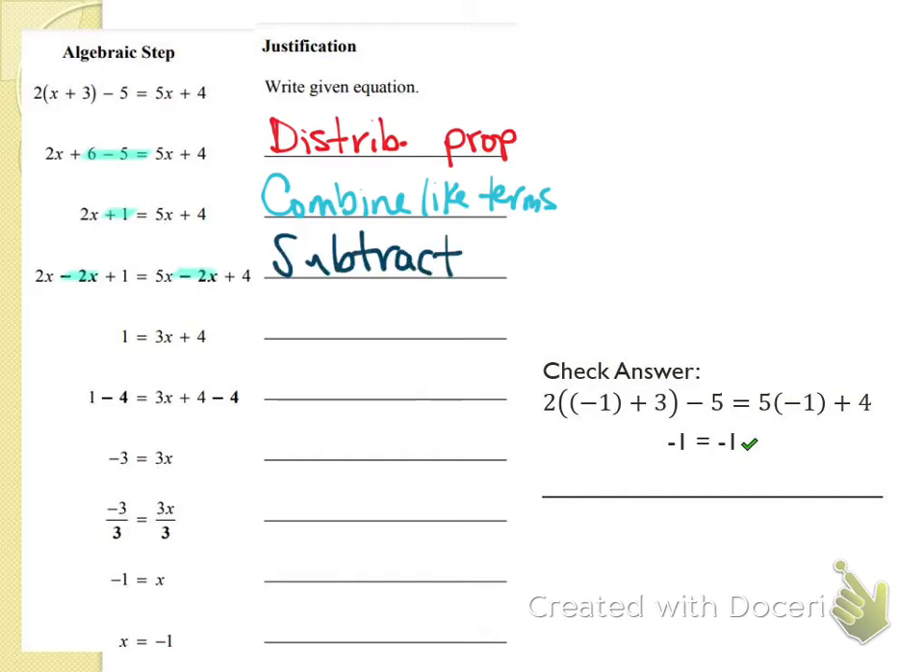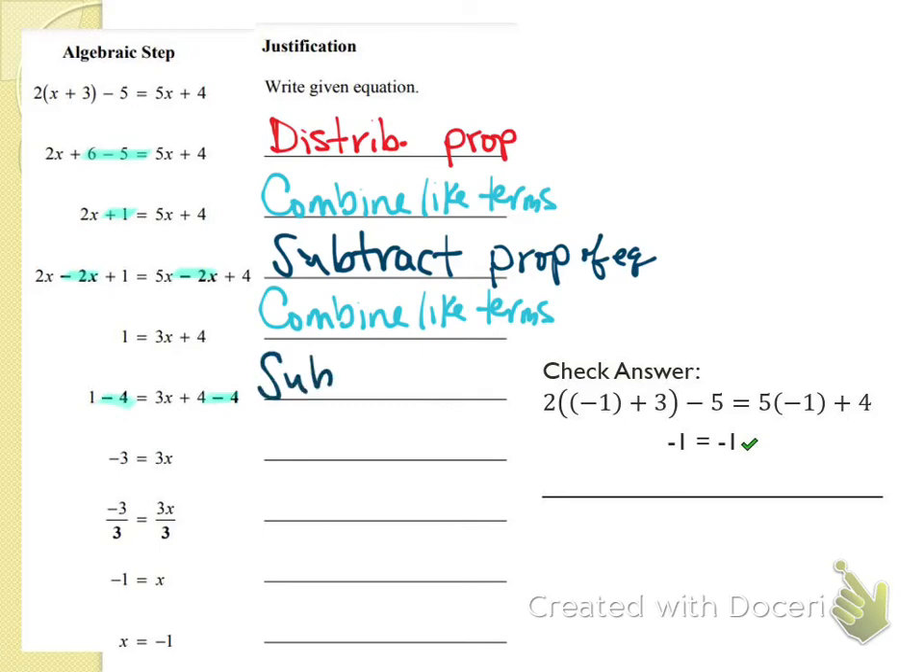So subtract, make sure you do not abbreviate to sub. You need to write subtract. It's going to be prop of EQ. All right, and then again, they went from 2x minus 2x to nothing, 5x minus 2x to 3x. That's called combine like terms. The next step, they subtract 4 on both sides, so that is the subtraction property of equality.